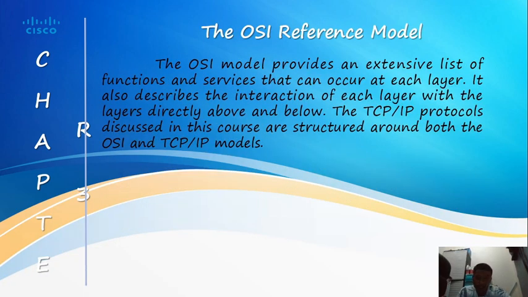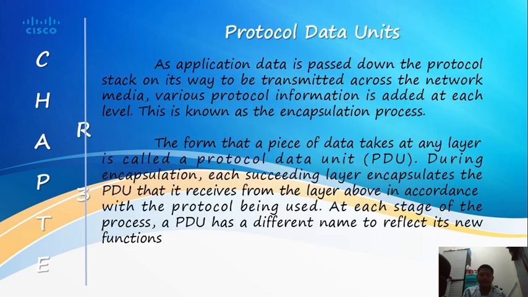Next is the OSI reference model. The OSI model provides an extensive list of functions and services that can occur at each layer. It also describes the interaction of each layer with the layers directly above and below. The TCP/IP protocols discussed in this course are structured around both the OSI and TCP/IP models.